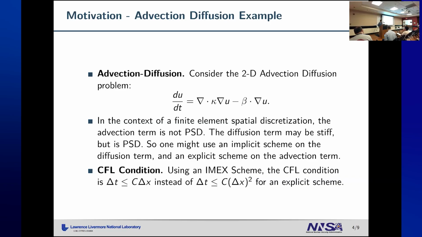In the context of advection-diffusion, like I mentioned, you have a finite element spatial discretization. The advection term is not going to be positive semi-definite, and the diffusion term may be stiff, but it is PSD. So you might want to use an implicit scheme on the diffusion term, but an explicit scheme on the advection term. What that works out to is that you get a more relaxed CFL condition. For example, instead of a delta x squared time discretization, you need just delta x. On top of that, you don't necessarily need to invert the advection matrix, which is nice.